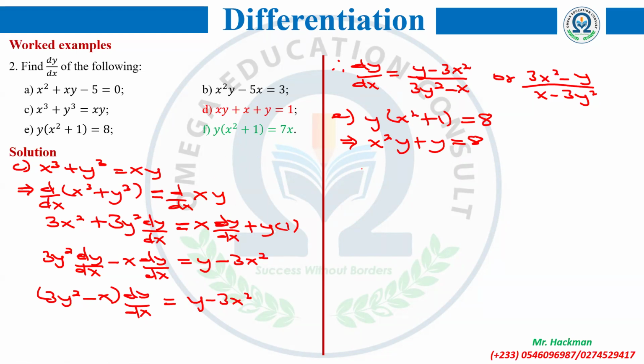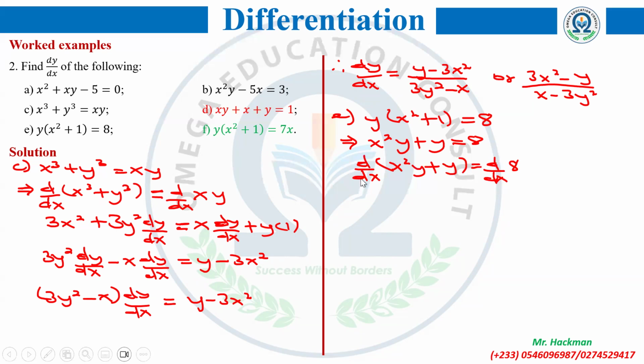So you come and take d/dx of both sides. So you take d/dx, and not dy/ds, so please take note. d/dx of x squared y plus y should be equal to d/dx of 8. So d/dx of 8. All correct, my professors? Yes, please.